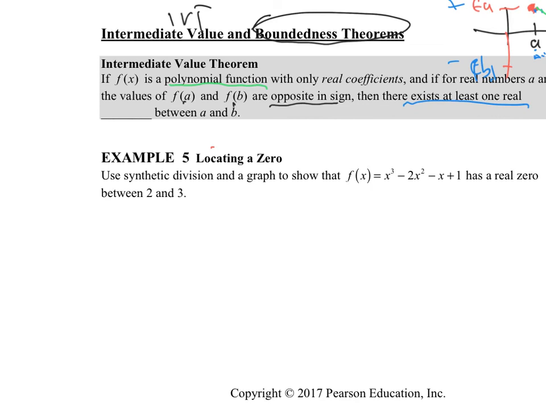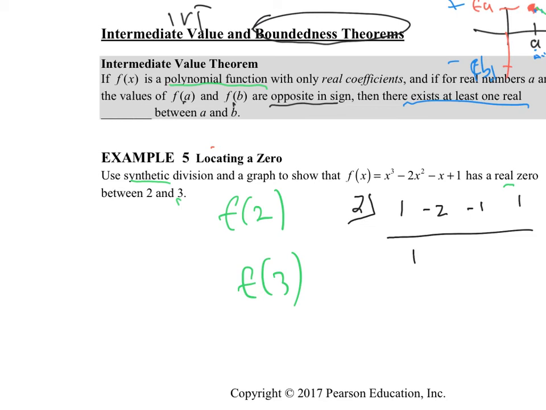So use synthetic division to show that f of x has a real 0 between 2 and 3. Okay, so it's really simple. Find out what f of 2 is. Find out what f of 3 is. You can just plug it in, but he wants us to use synthetic division. So for synthetic division, if I'm going to check a 2, then I use my coefficients 1, -2, -1, and 1. Let's see what happens. 1, this is the same thing as plugging it in. 2, 0, 0, -1, -2, -1. That means f of 2 is -1.